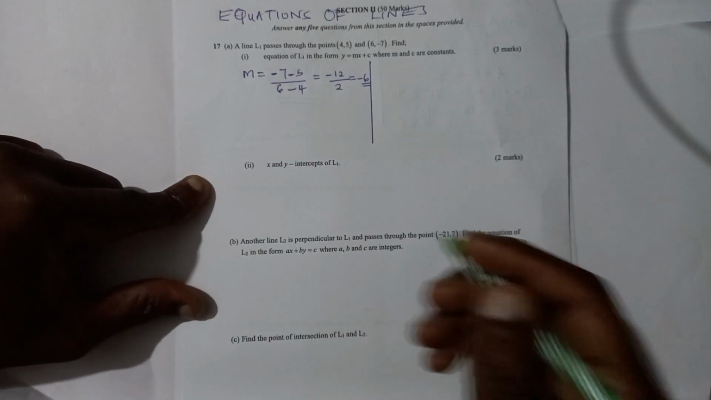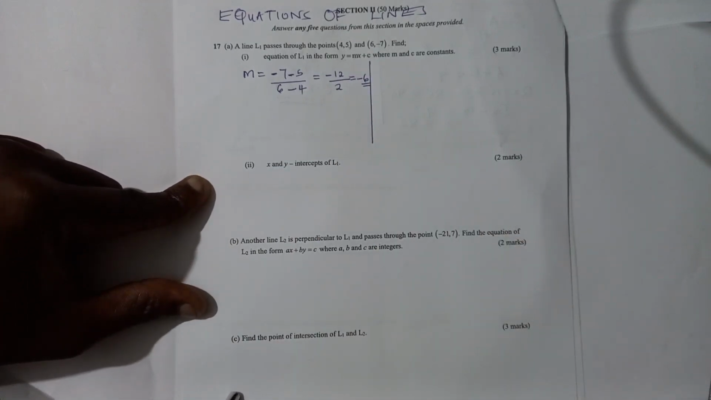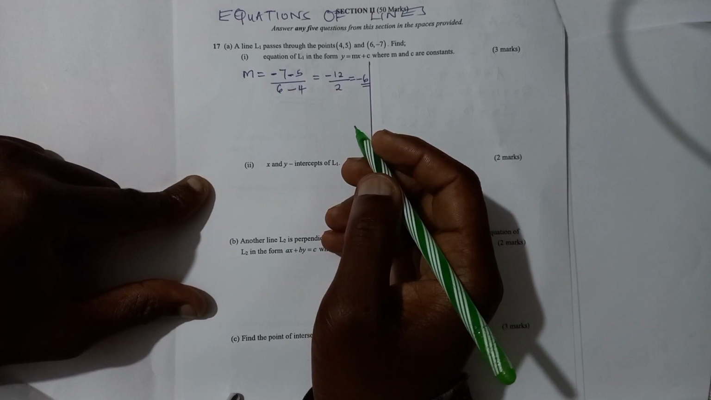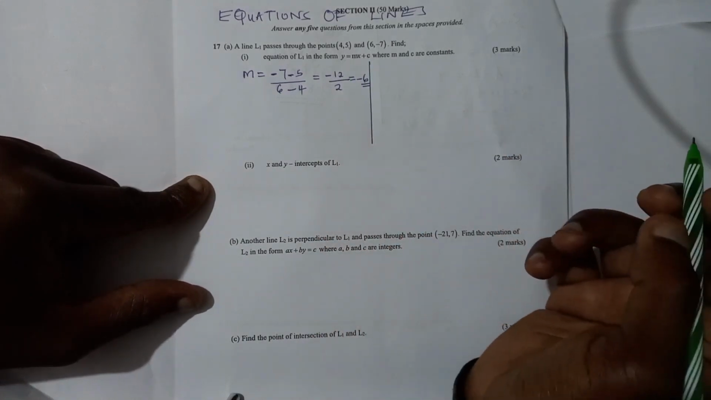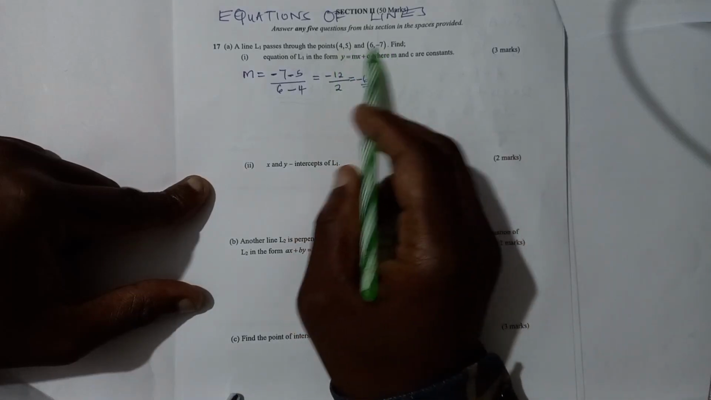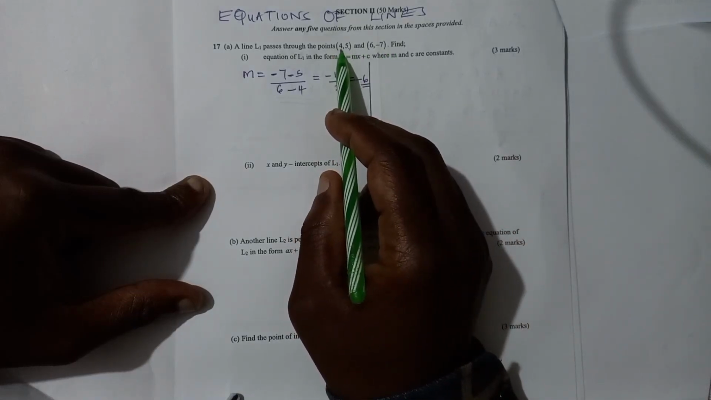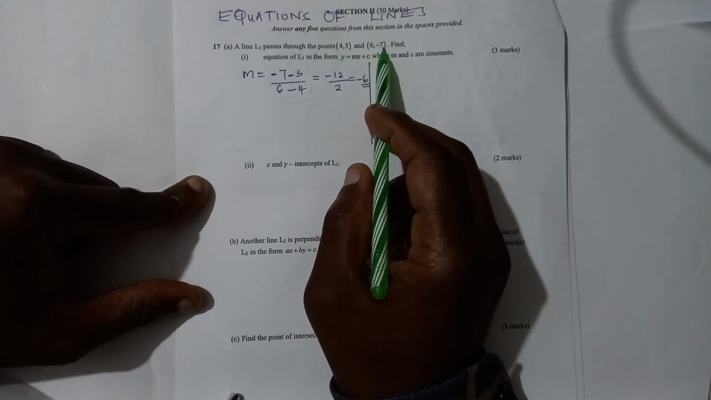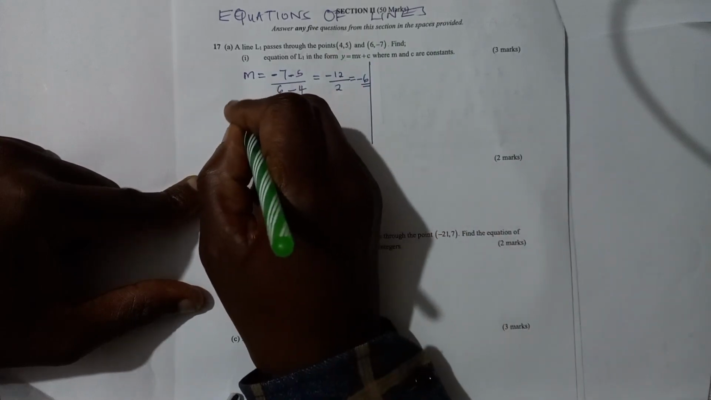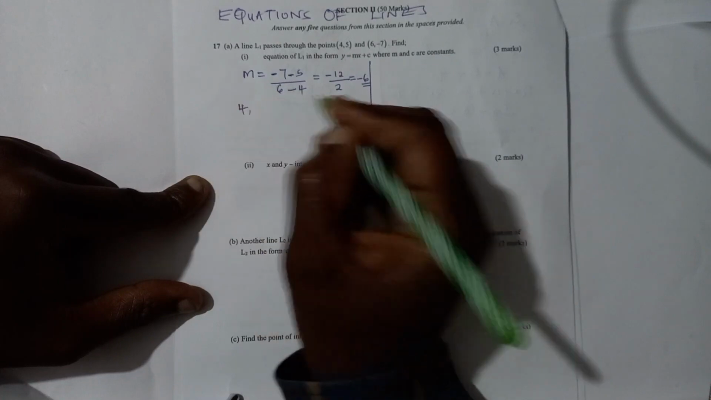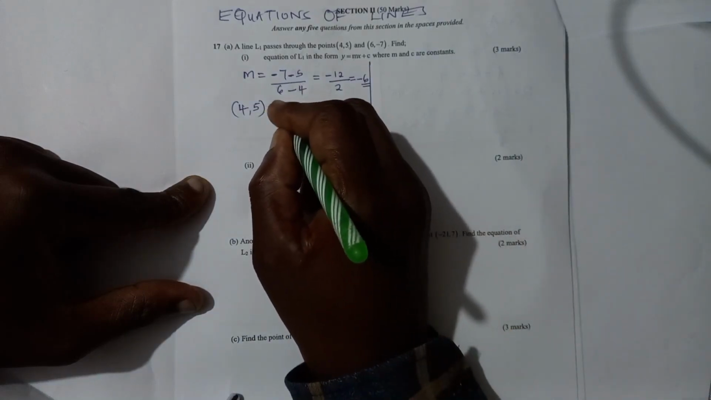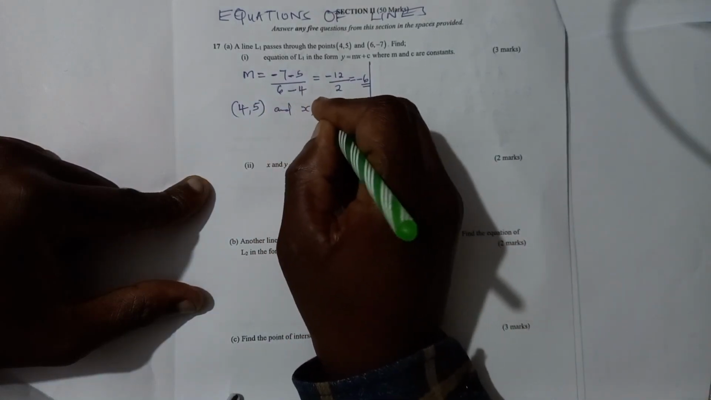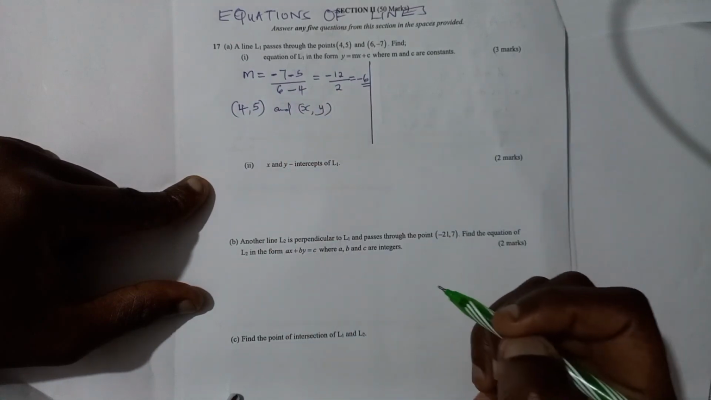Now, having the gradient as -6, the next thing is to get the constant c. This is how we do it. We simply pick one of these points. You can choose either (4, 5) or (6, -7), either of them will work. So I'll use (4, 5), and then I'll pick another general point (x, y) on that line 1.